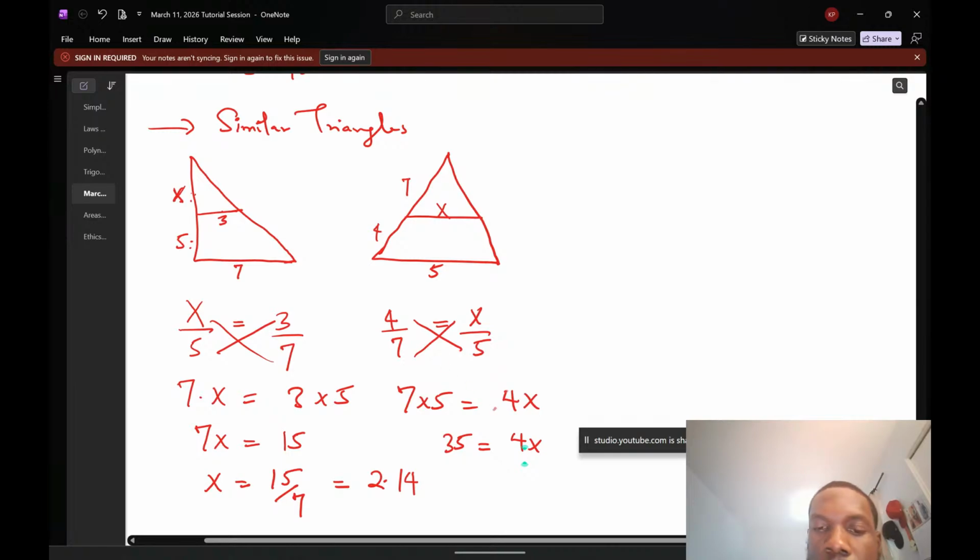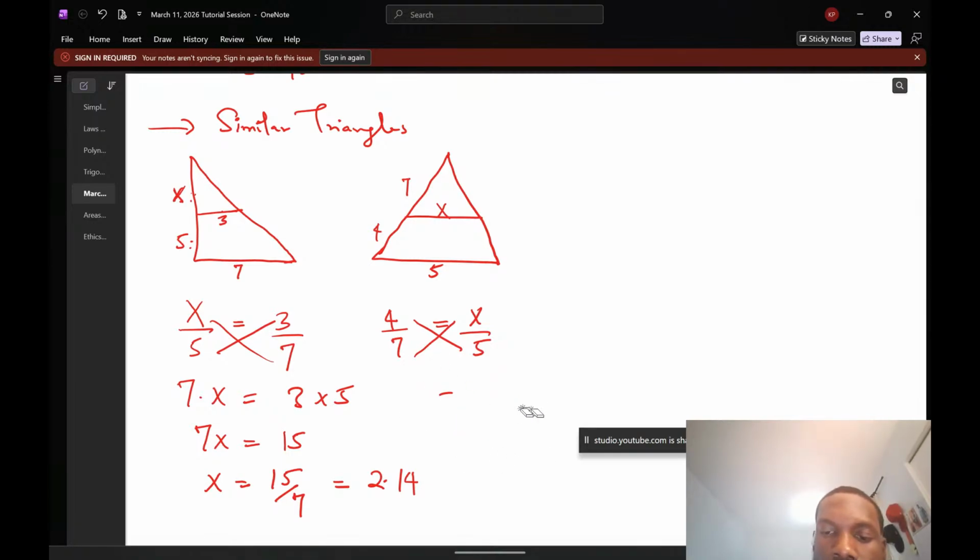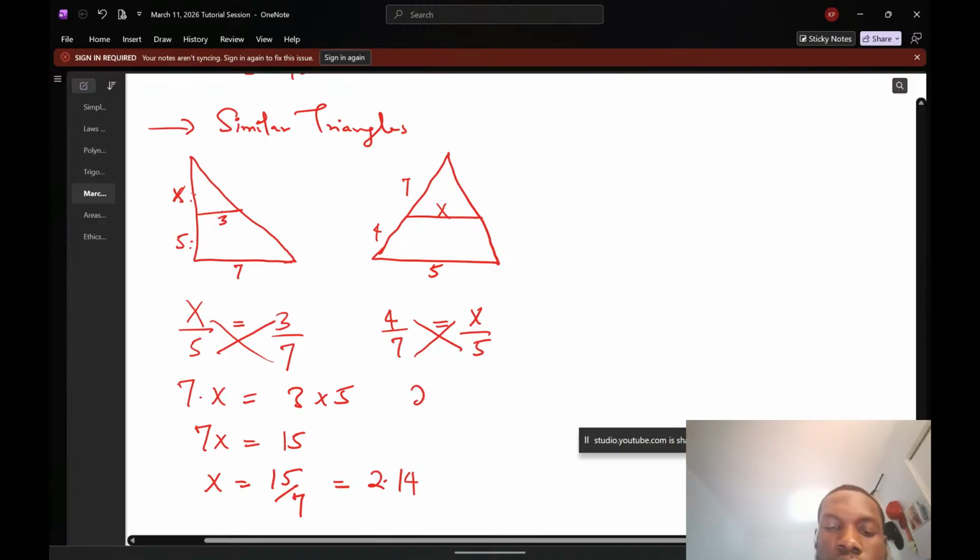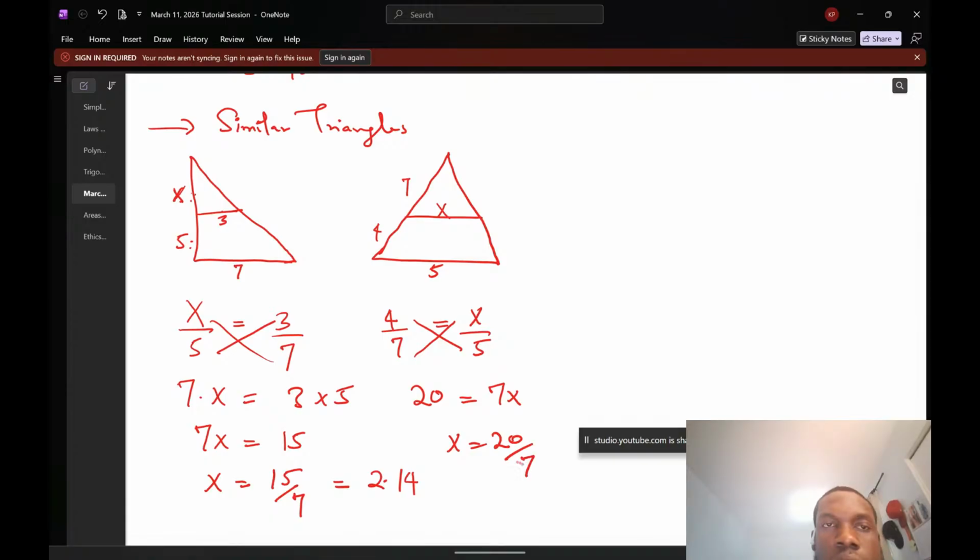So now that will cross multiply. Sorry, let me rewrite it. So 4 times 5 is 20. 7 times x. So x will be equal to 20 divided by 7. 7 times 2 is 14. 7 times 3 is 21. So x will be equal to about 2.8 or approximately 2.9, approximately 3.